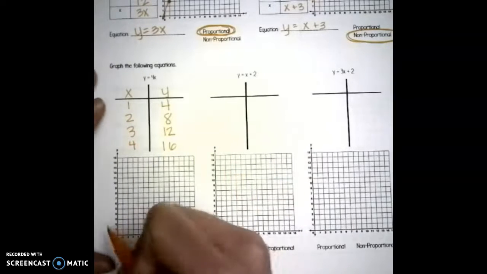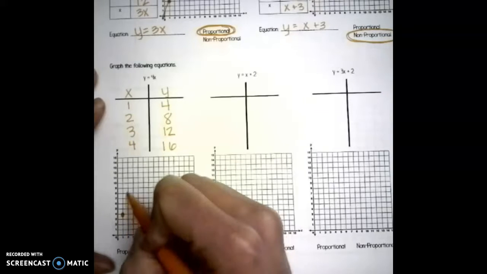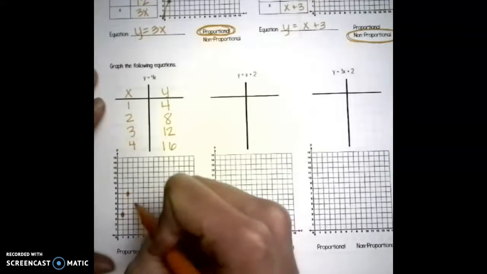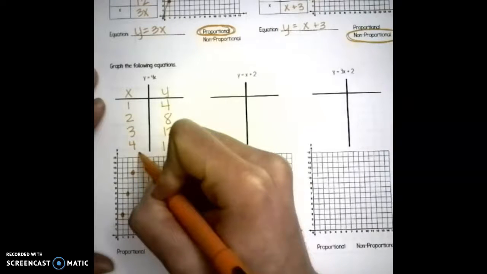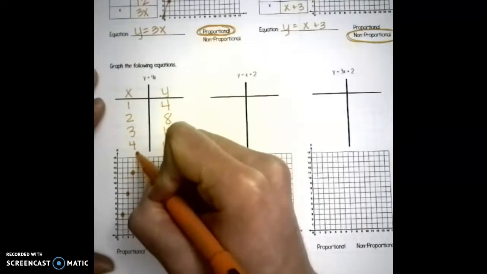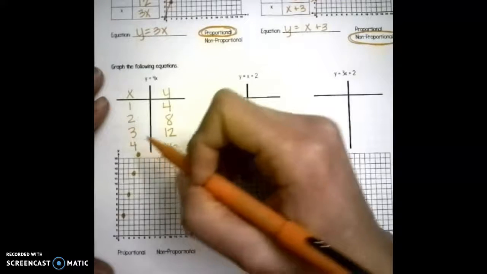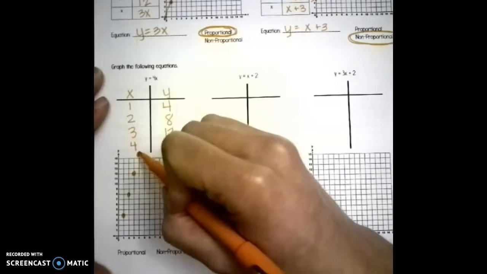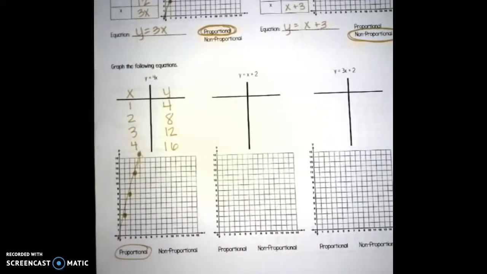So if I go over 1, that means I'd come up 4. Over 2, up 8, over 3, up 12, and over 4, we're going to come a little bit off that graph. Sorry, guys, it's the best one I could find. Up 16. There we go. So if I drew my line, I'd come straight back through. This would be proportional.